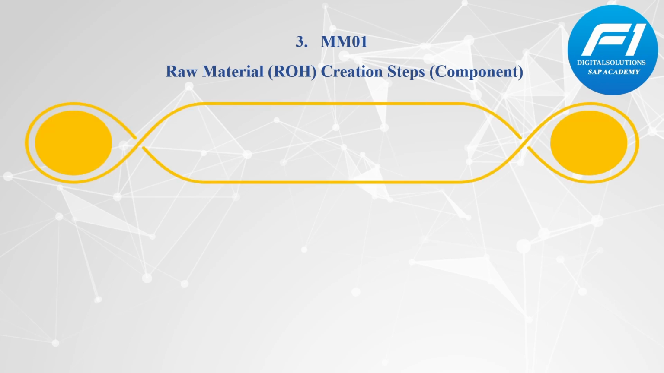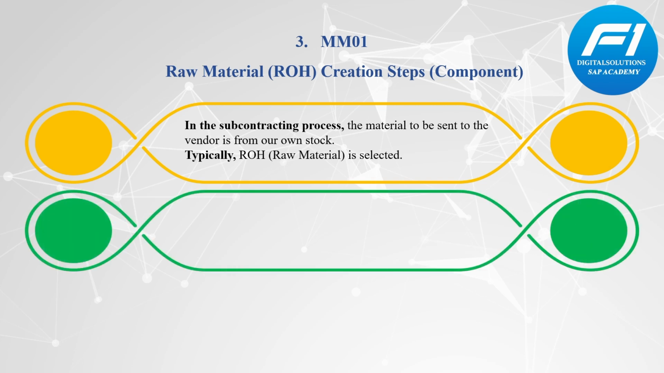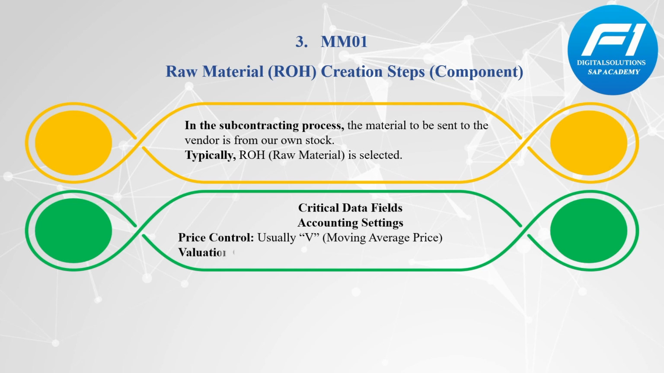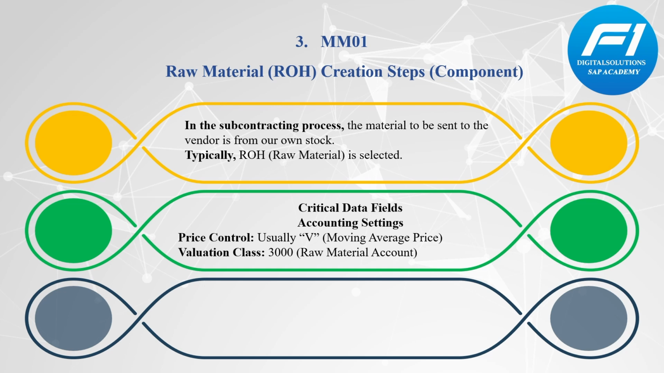MM01 raw material creation steps. First, we create the component. We send this material from our stock to the vendor. Usually we select RAW, which means raw material. Next, look at the green section for accounting. For price control, we select L. This means moving average price. For valuation class, we use 3,000. This is the raw material account.